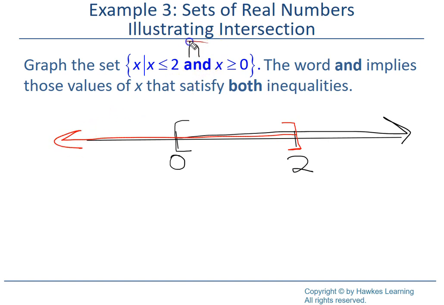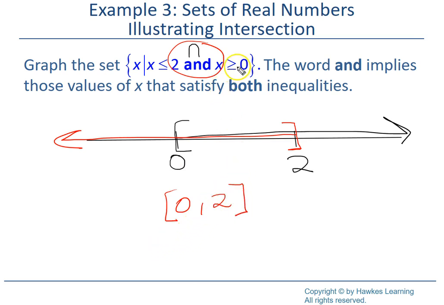Now again, we have an and, an intersection. So we're saying, where do they intersect? Where do they overlap, where you have a red and a black? And the answer would be here, at [0, 2].